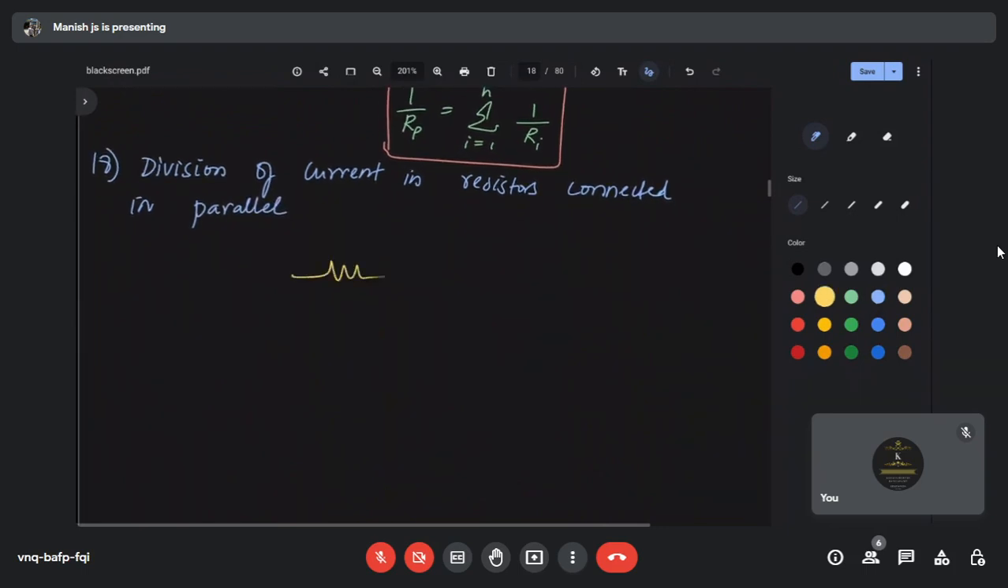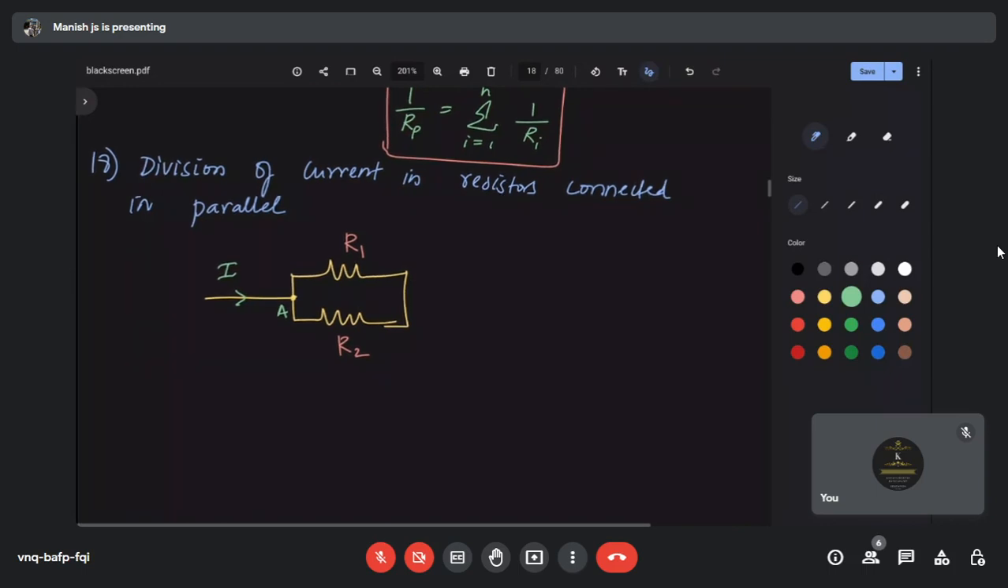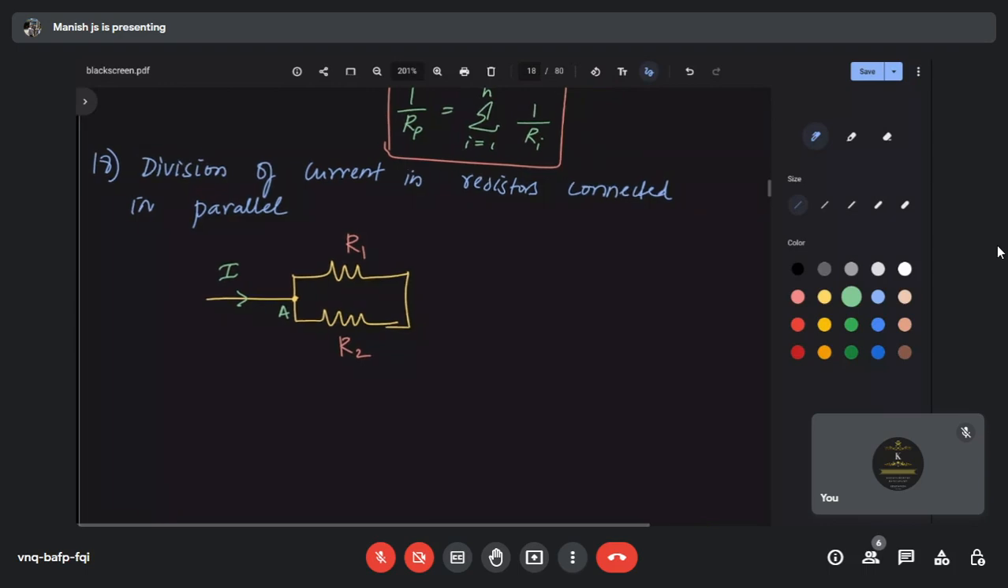So imagine you have two resistors like this. Let's take this as R1 and this resistance as R2. Here you can see there is a node or a junction at point A. The incoming current, I will take it as I. What is a junction or a node basically? That is a point where two or more resistors meet. You call that a junction or a node.